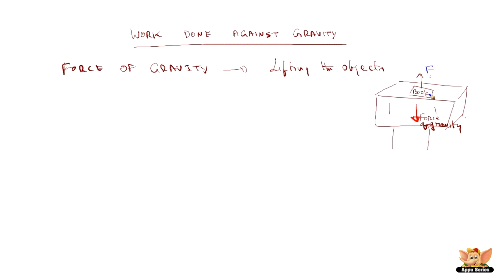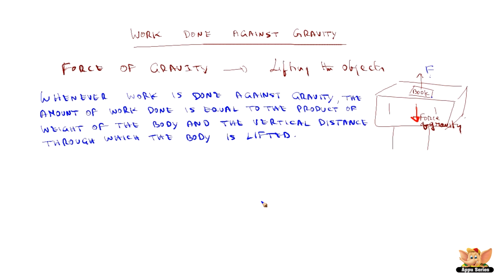But work is done in this case against the force of gravity. This work is done against the force of gravity when we are trying to do something in a vertical direction, unlike what we have defined earlier. So, whenever work is done against gravity, the amount of work done is equal to the product of the weight of the body and the vertical distance through which the body is lifted. When the book is lifted, the force becomes the weight of the body.